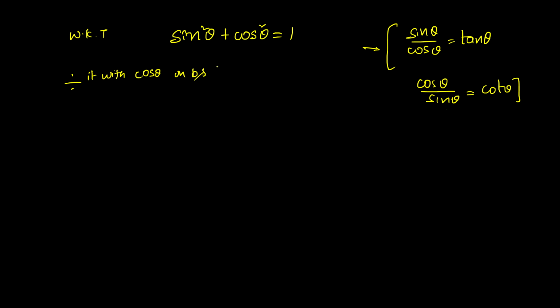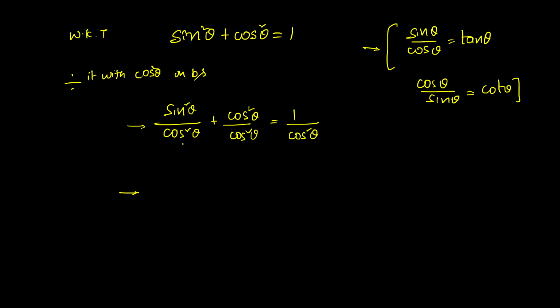So remember this. Now coming back to the second identity proof, we got sin square theta plus cos square theta is equal to 1. I already told you to divide it with cos theta. Now it will become sin square theta by cos square theta plus cos square theta by cos square theta is equal to 1 by cos square theta. I am telling you clearly that we have to divide the entire equation with cos square theta. So on dividing, we got sin square theta by cos square theta plus cos square theta by cos square theta is equal to 1 by cos square theta.